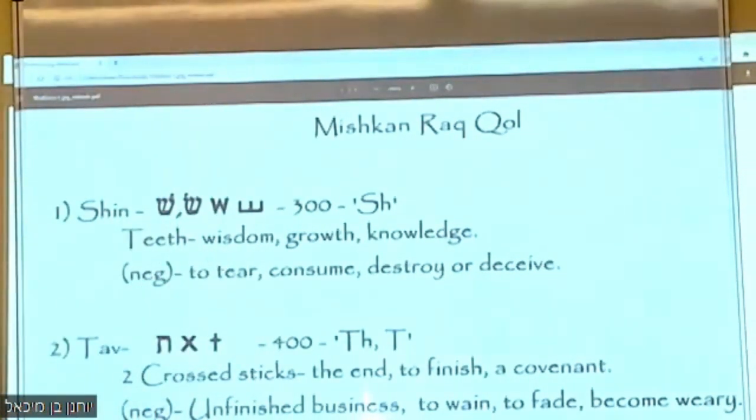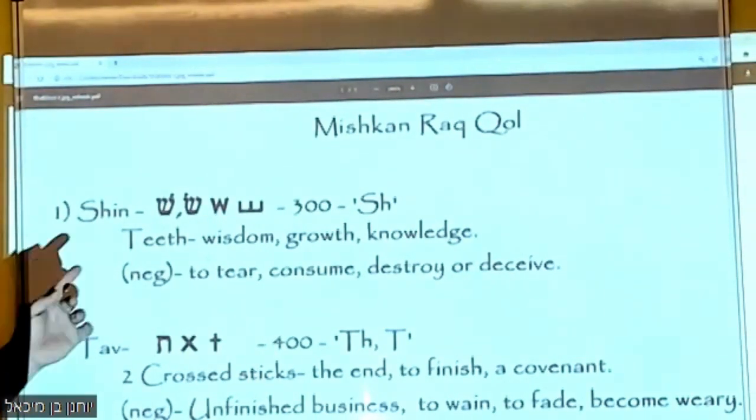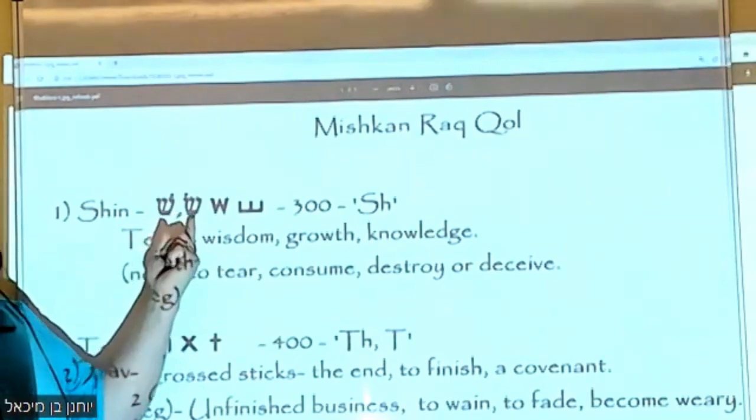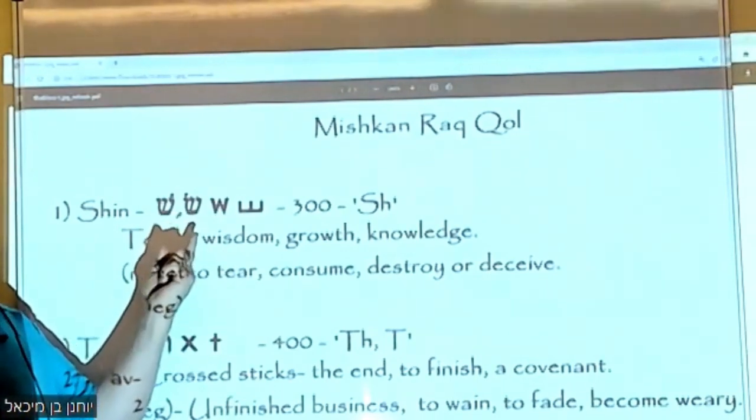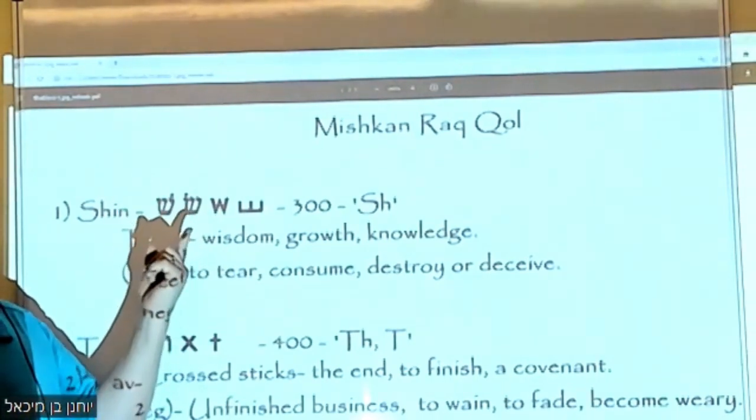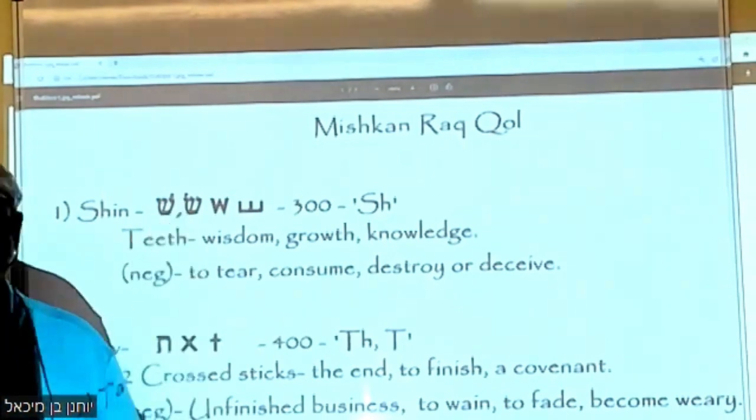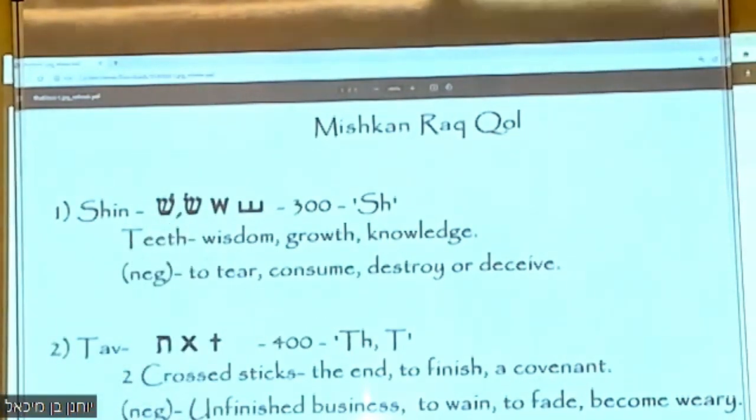So what we need to remember is that if we see it with the dot over the left-hand side, see what I'm talking about, Brother Matt? All right, so if we see it with the dot over the left-hand side, it's going to make a sound like S. Okay? S. And if you see it over the right-hand side, it's going to make a sound like SH.